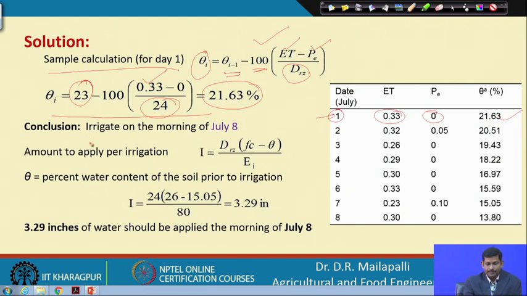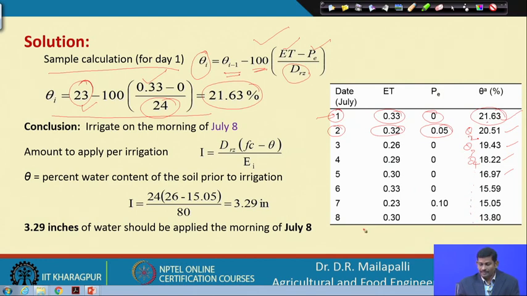Then if you follow this calculation for day 2, this is your theta i minus 1, and then you use this ET and this PE, and you can estimate theta i, here theta 2. Similarly for theta 3, theta 4, it goes like this.